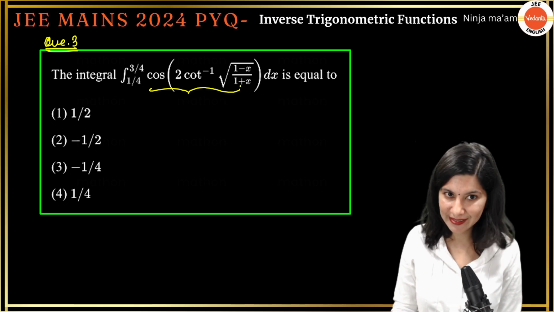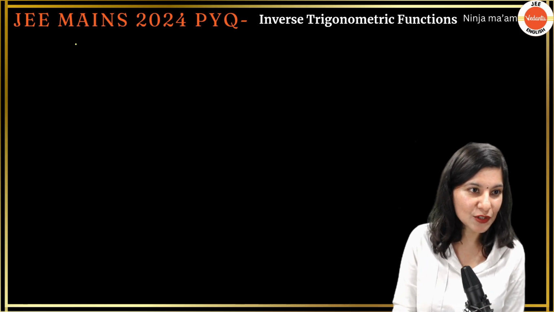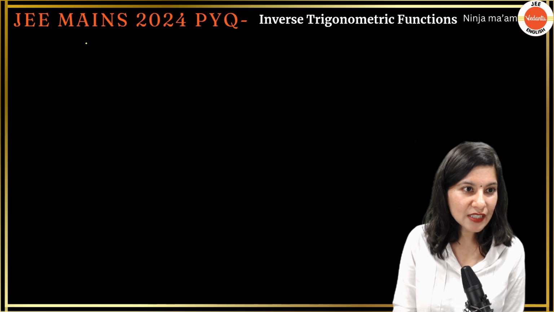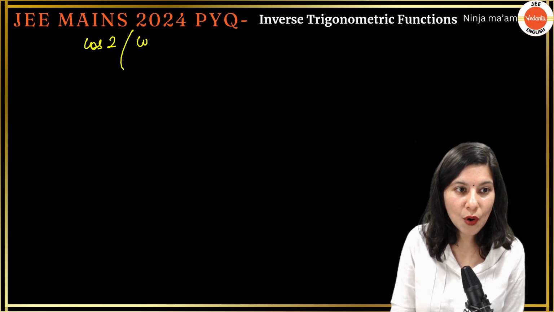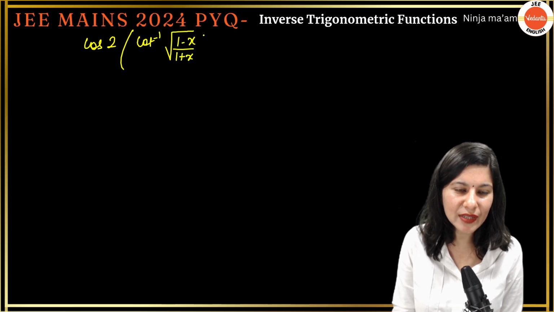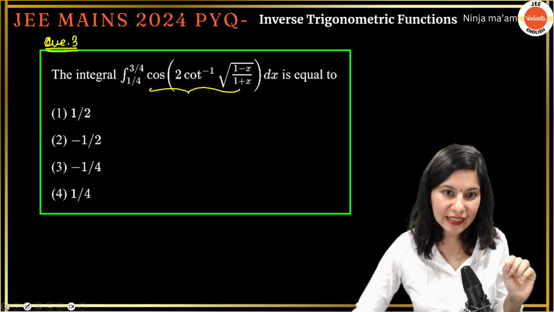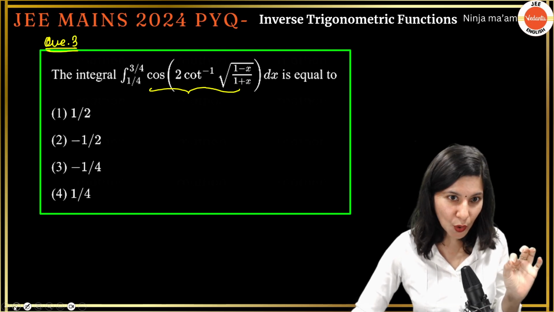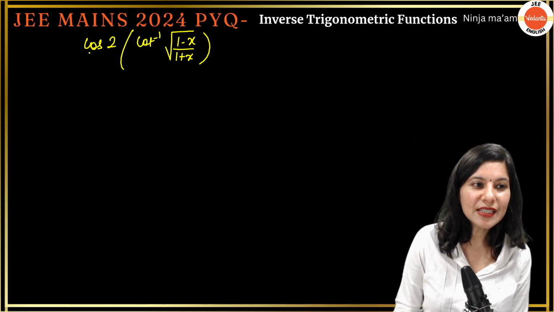upon 1 plus x. Okay, so let me just go back and rewrite this expression, right? So the expression was cos of 2 times cot inverse square root 1 minus x upon 1 plus x. I know that right now the expression looks a little bit difficult, right? Let me just check. Cos 2 cot inverse root 1. Yes. Okay. So can you see cos of 2?